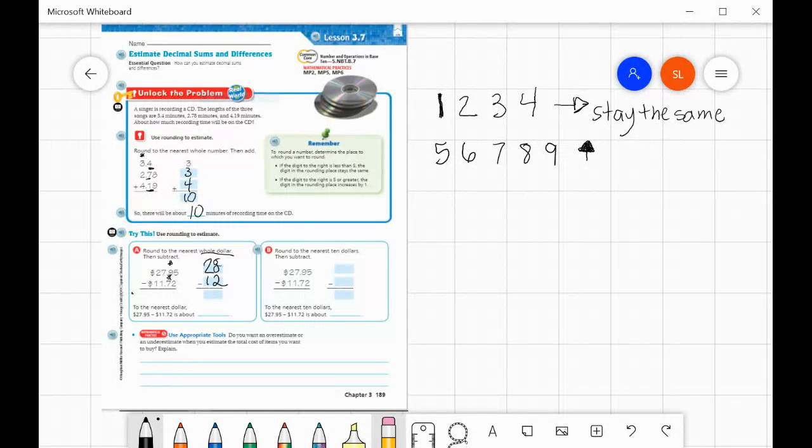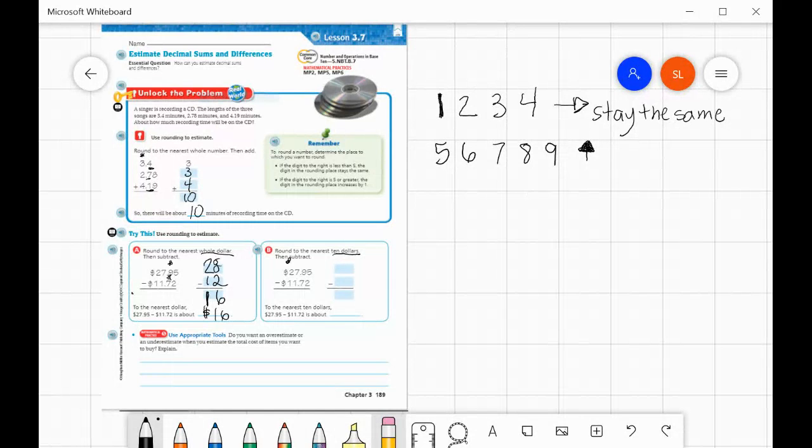And then this is a subtraction problem. So we need to subtract. So 8 minus 2 is 6, and 2 minus 1 is 1, so 16. So $27.95 minus $11.72 is about $16. All right. Now the next one says we're going to round to the nearest $10.